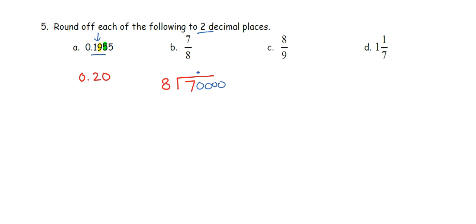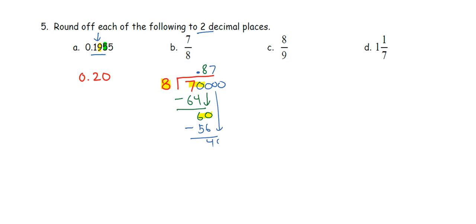And then you need to ask yourself, how many times does 8 go into 70? Well, 8 goes into 70 about 8 times. So 8 times 8 will be 64. If I subtract those two, I will get 6. Bring down the 0. Now you're going to ask yourself, how many times does 8 go into 60? Well, 8 goes into 60 roughly 7 times. So 8 times 7 will give you 56. If you subtract those, you get 4.